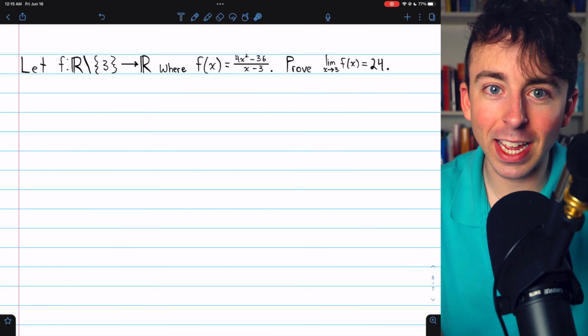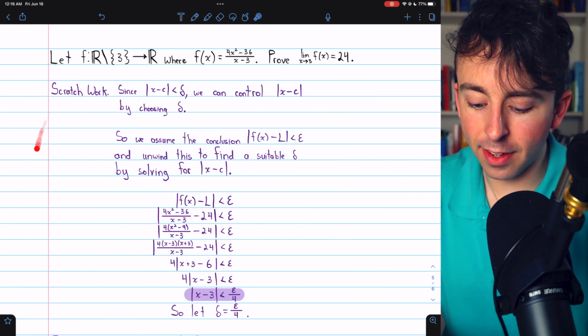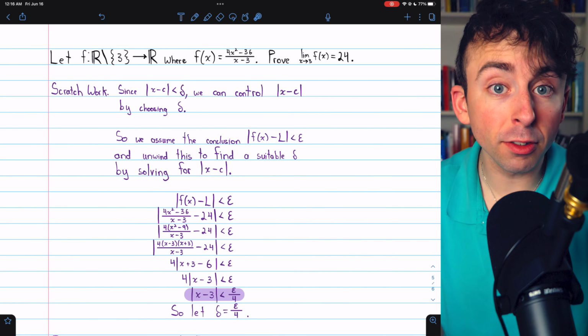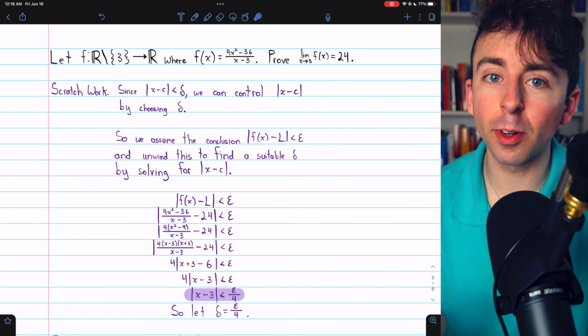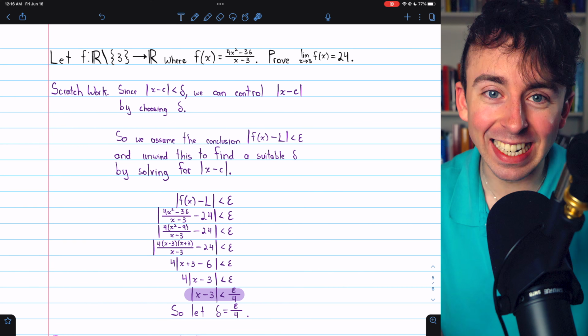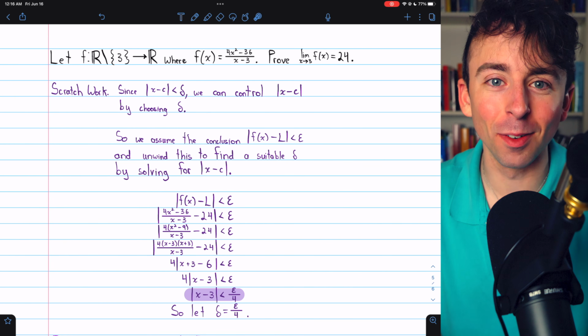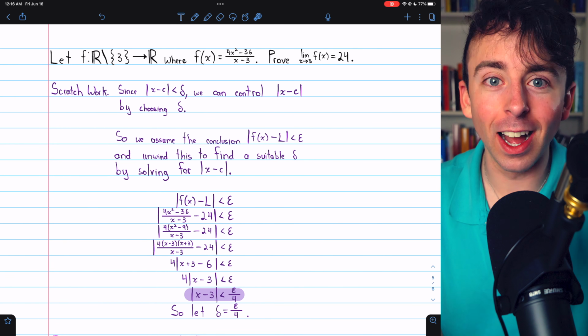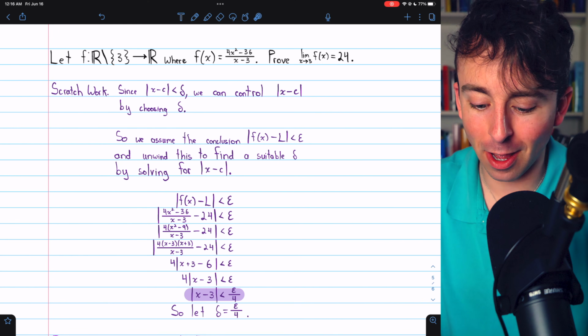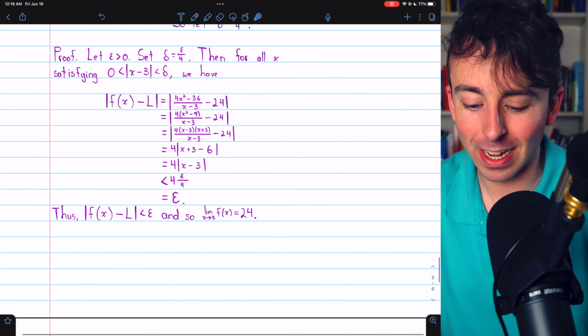And okay, I'm done giving hints. I'll show you the answer. Here is the scratch work. You could take this scratch work and write the proof yourself. I really encourage you to do that. You need to understand this definition, so please do it. All right, I'll show you the proof. I'm sure you've written it yourself. I really hope so. Here is the proof.